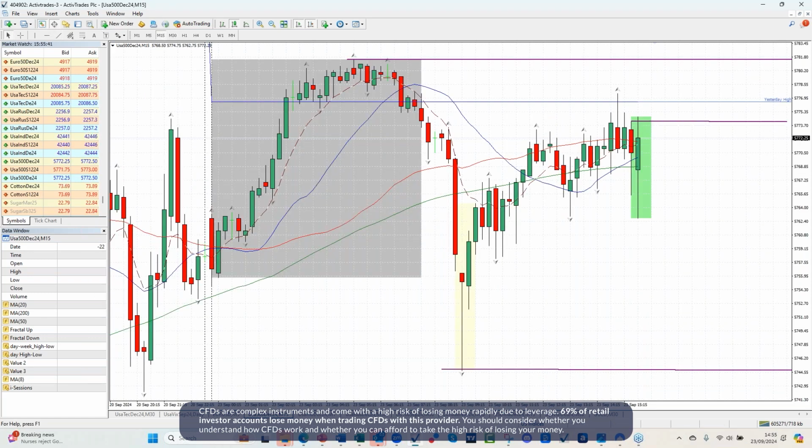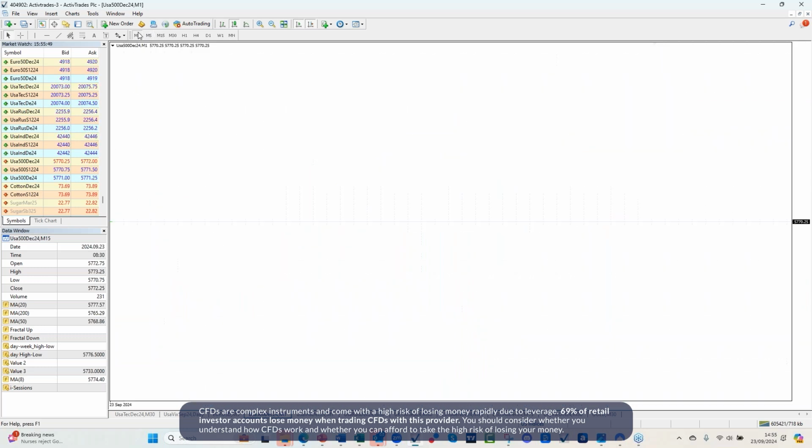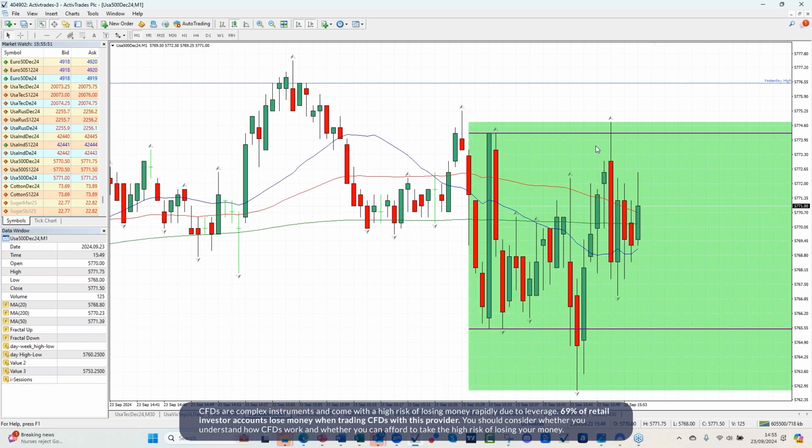It's actually a relatively subdued open. Okay, and let's go down to lower time frames to see how it's operating. Okay, so here's where we've opened. As you can see, this first half hour on the S&P is very mixed, isn't it?